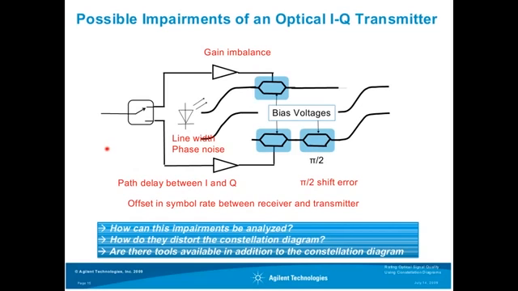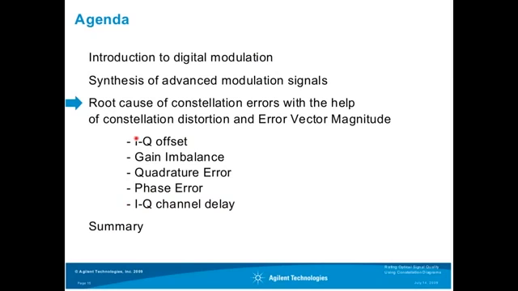So the question now is, how can these impairments be analyzed? And how do they distort the constellation diagram? Are there special patterns that lead to a distinct error? Are there tools available in addition to the constellation diagram? To analyze this kind of signal, we need to go into more depth with this analysis tool. And I will show here, based on these examples, how different ways of looking at these signals might lead faster or slower to the possible error root cause.